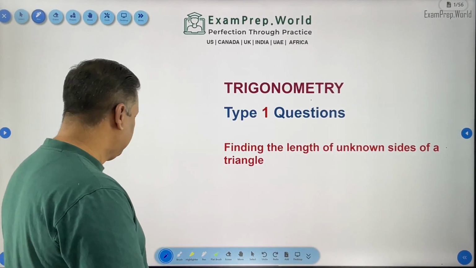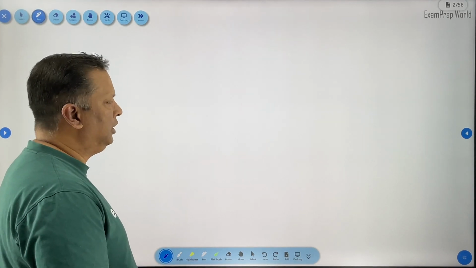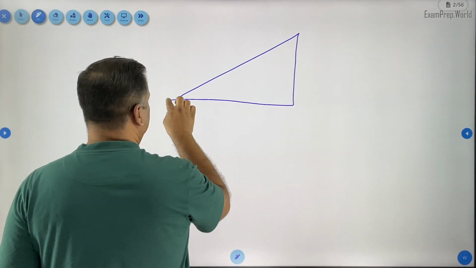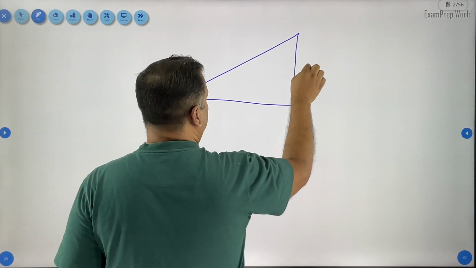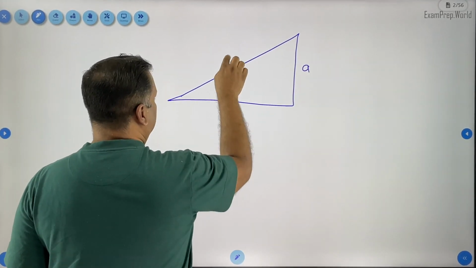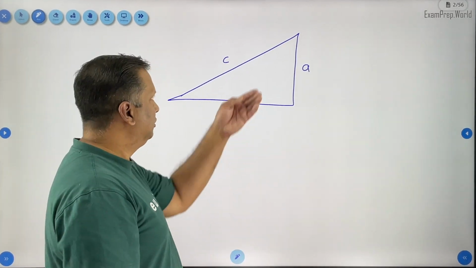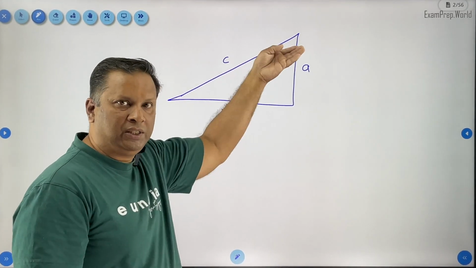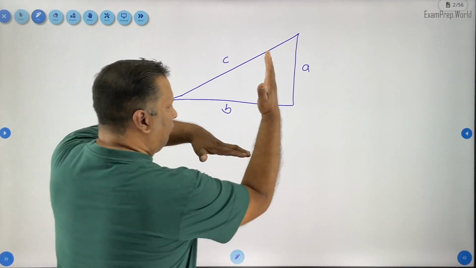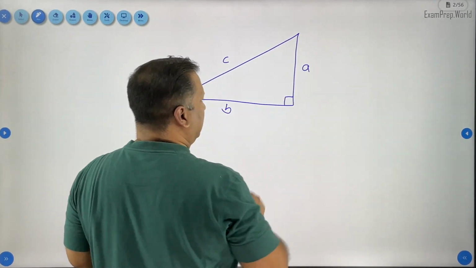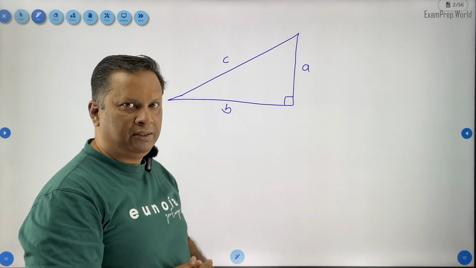Okay, I'll show you. Basically, if you have a right angle triangle, this is A, this is B, this is C. Three sides I have mentioned. Which one is the hypotenuse? C is the hypotenuse. The longest side is always hypotenuse, and the one which is making an angle of 90 degrees is A and B. So A and B are called perpendicular sides, right?